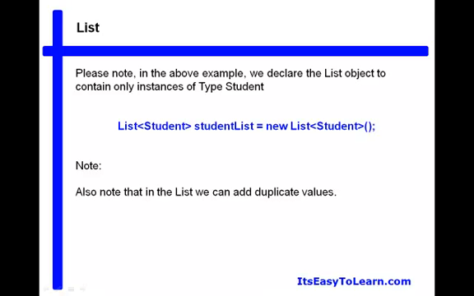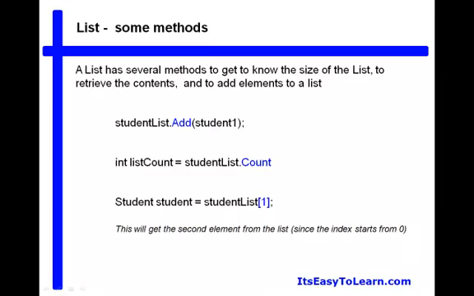Important note, in a list we can add duplicate values. A list will allow us to have duplicate elements. Here are some methods on the list. Add, to add elements to the list. Count, which will return you the number of elements in the list. And you can access elements using the index. And always remember, index starts from 0.